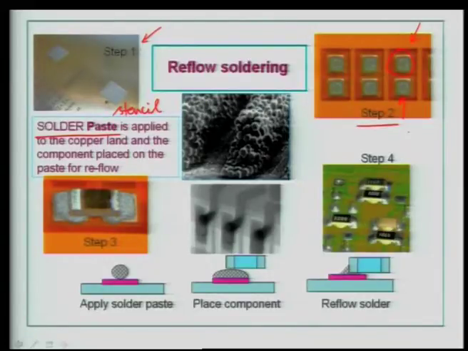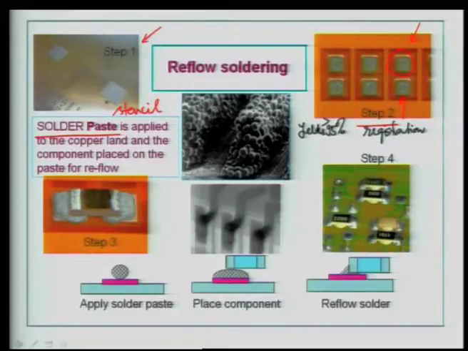This is equally important because the copper lands are very small, because the surface mount devices' footprints are very small, and therefore, you require a very good registration at this stage. This is equally important because you want very high yields, as close to 95% and above when you think of surface mount technology.